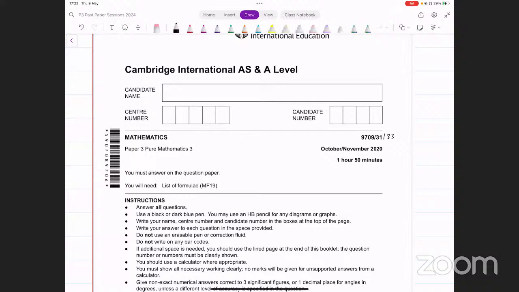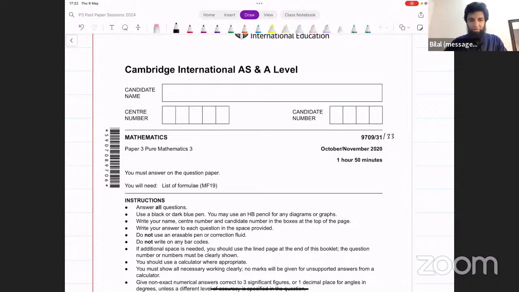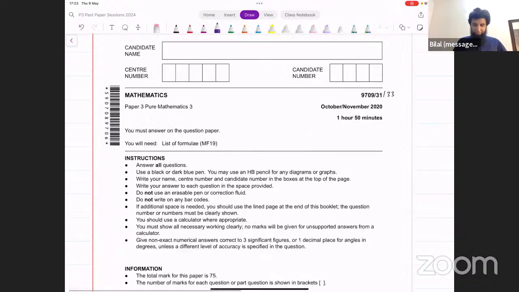Please have a look at the poll posted on the group. If you haven't already, let me know the questions that you find difficult from this paper, November 2020, paper 3, variant 1. I'll have a look at this myself as well and see if there's any question that looks relatively more difficult. So let's begin with this then.